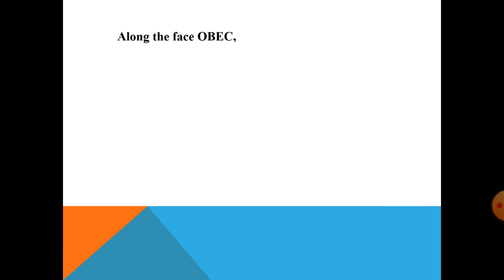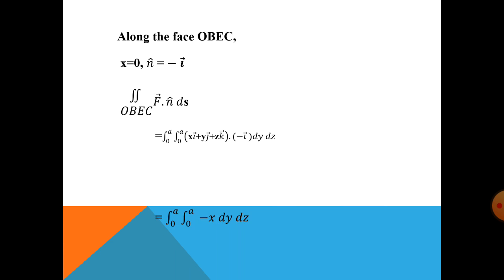Along the face OBEC, x is equal to 0, n cap is equal to minus i vector. So the surface integral along OBEC is a double integral from 0 to a, as y and z vary from 0 to a. Substitute f vector and n cap values. Then solve the dot product inside the integral. Multiplying the coefficients of i vector, we get minus x. Since x value is 0, the surface integral along OBEC is 0.